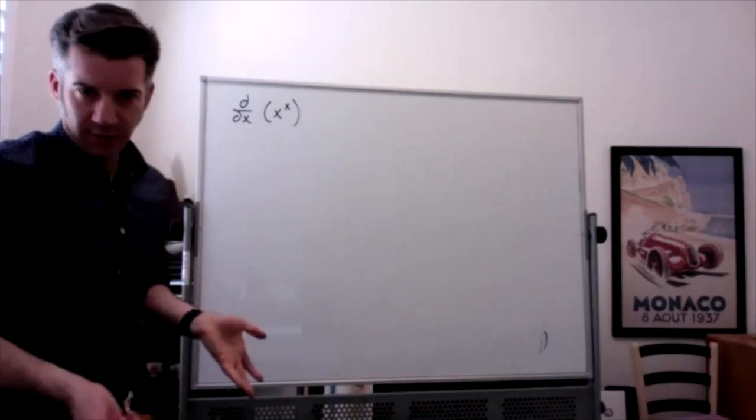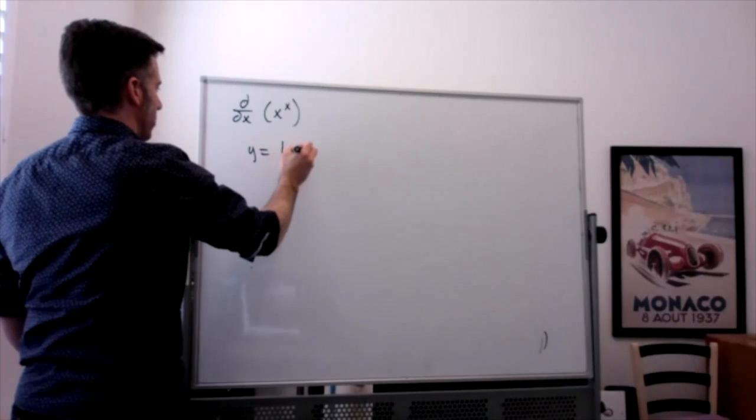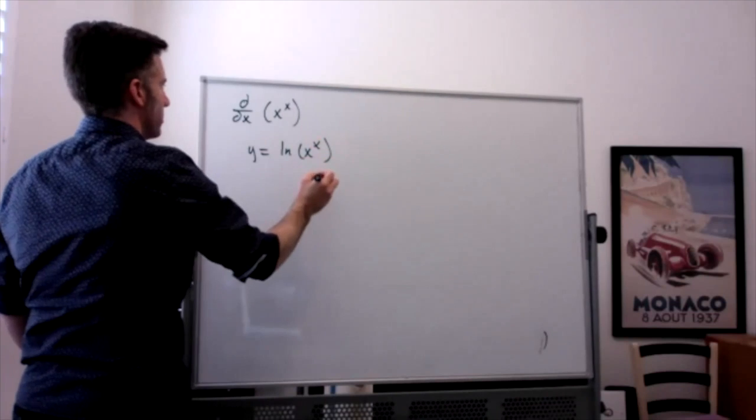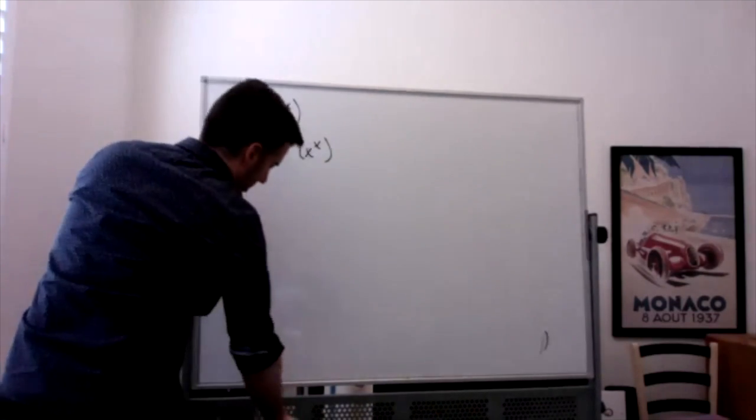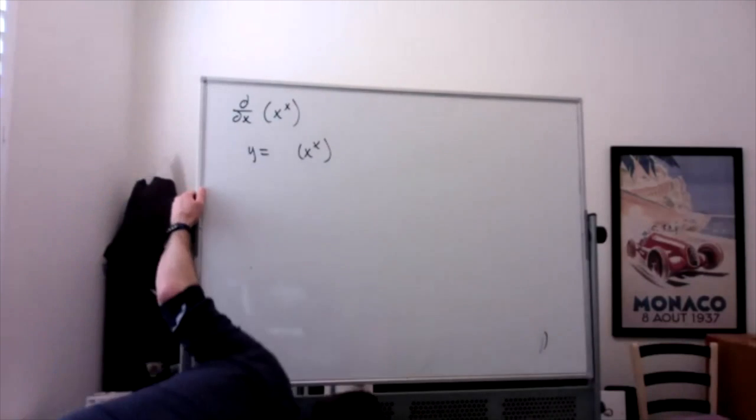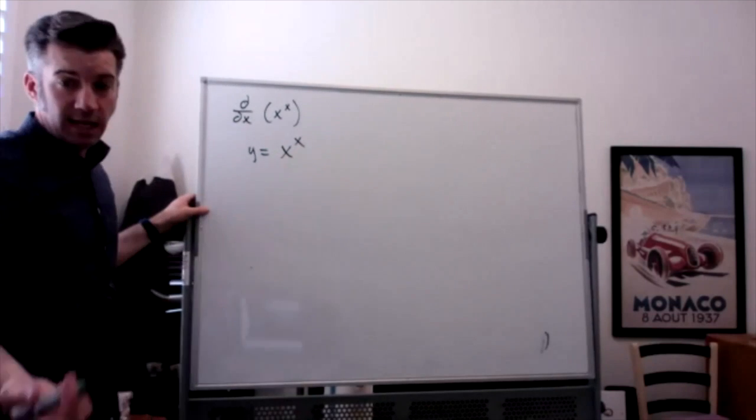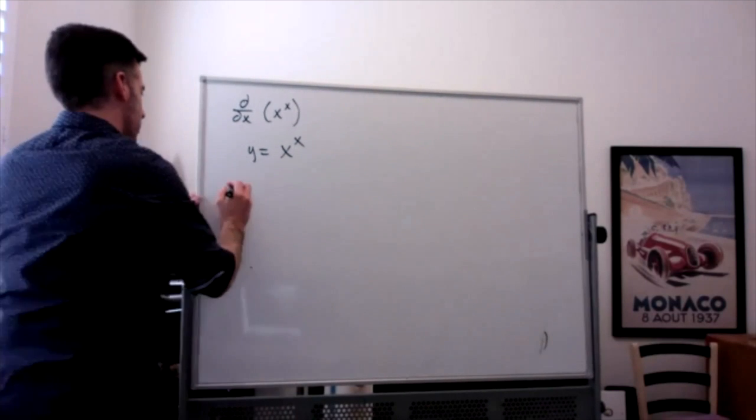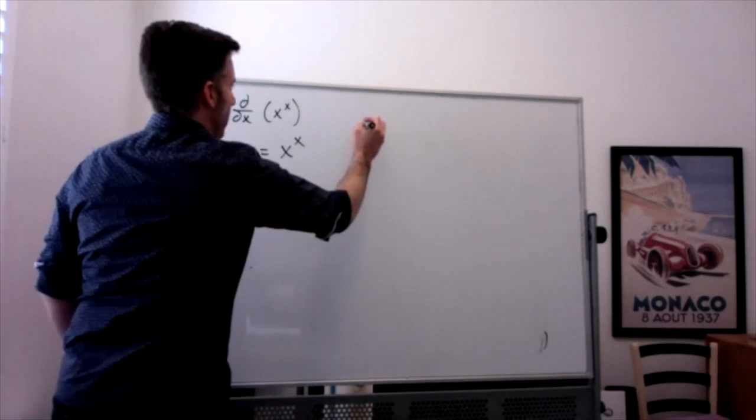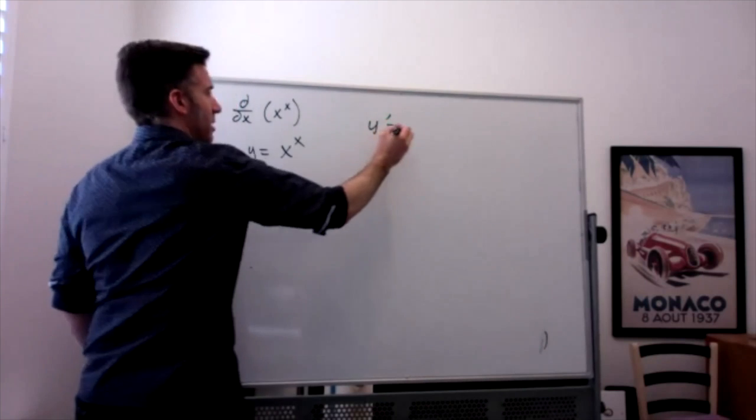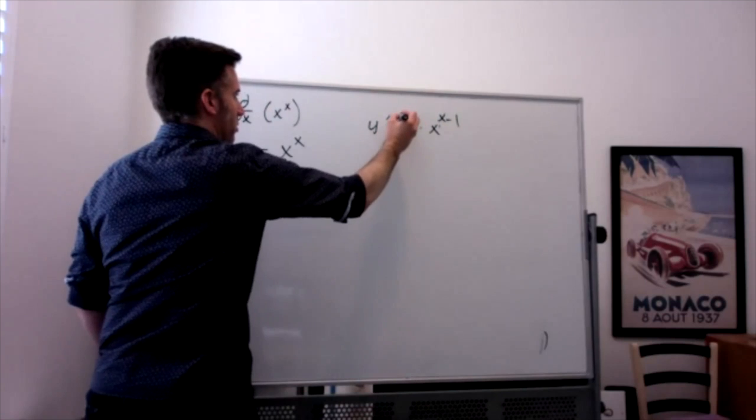So here's the way I would do it. I would write it as y equal to x to the x. Sorry, not the natural log yet. And then I would take the natural log of both sides. I really want to stress here, you cannot use the power rule. You can't just say that y prime is x times x to the x minus 1. That is not true.